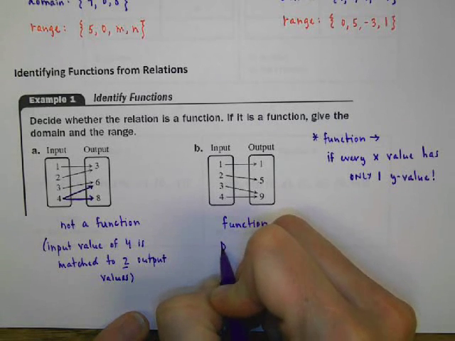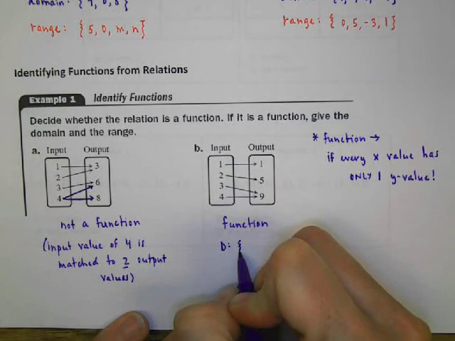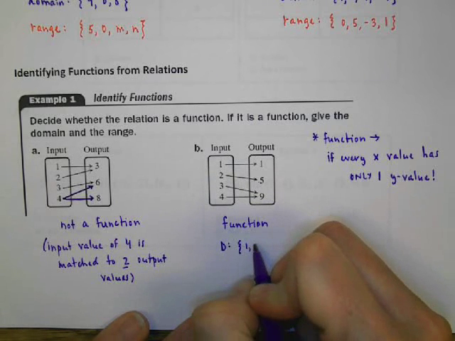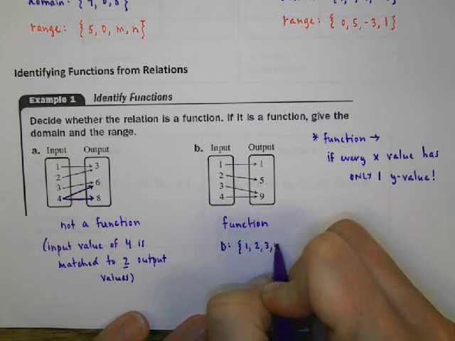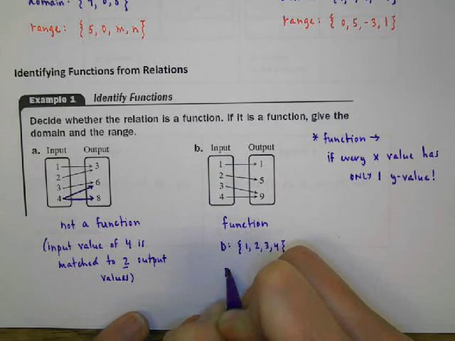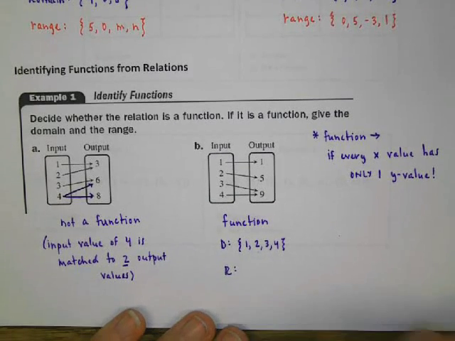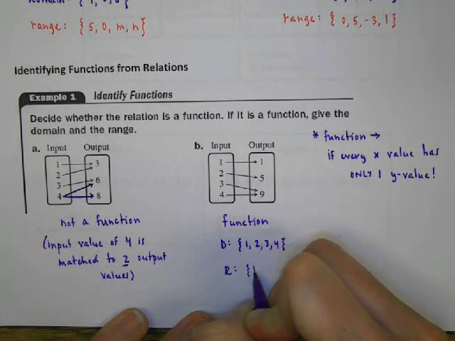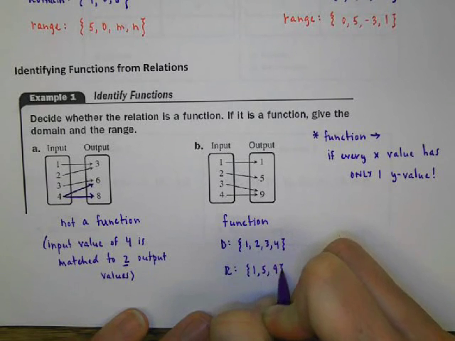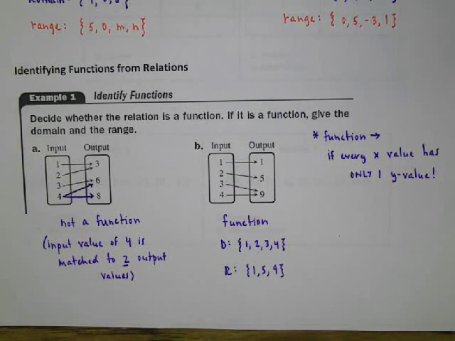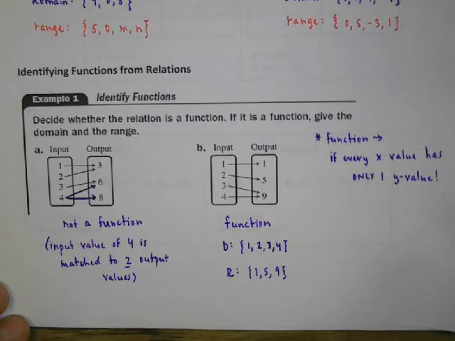Now, our domain, and I'm going to use the capital letter D for domain, remember, is our inputs. So my domain is 1, 2, 3, and 4. And my range is my Y value or my outputs. And so I have 1, 5, and 9. So as we move on here, we're going to look at some different ways of displaying these relations and decide whether or not we have a function in each case.